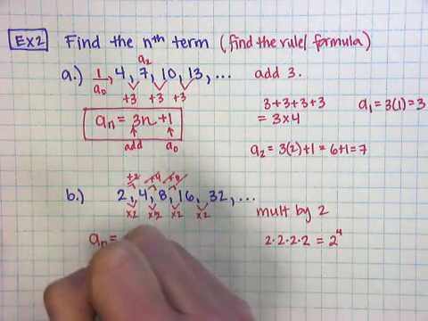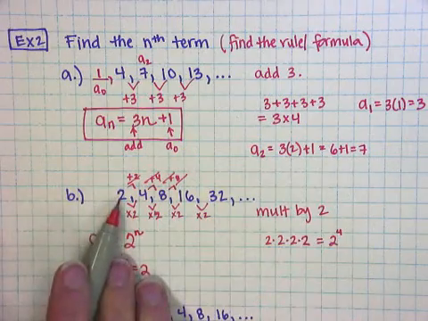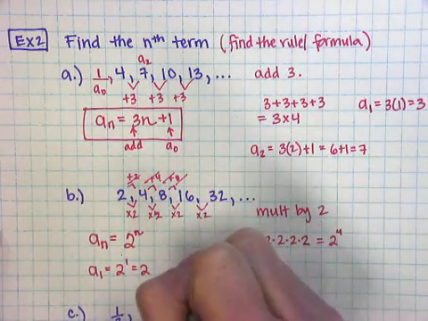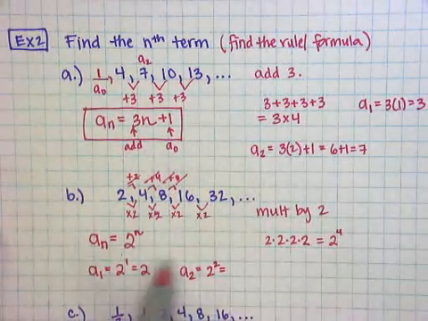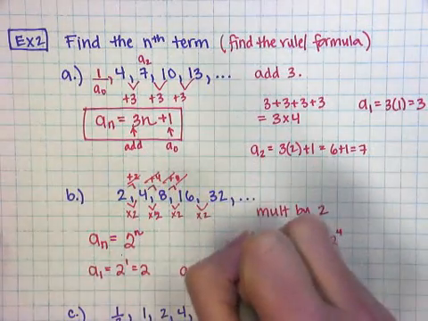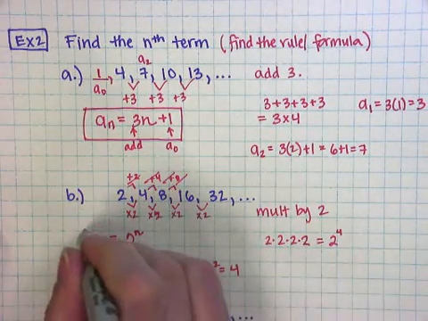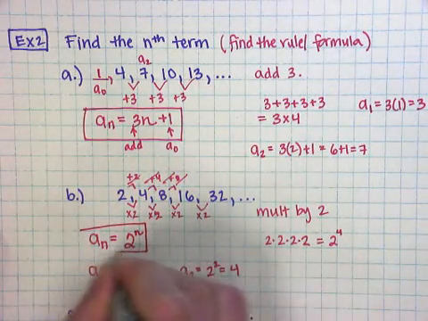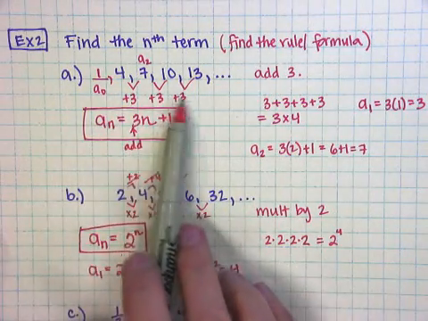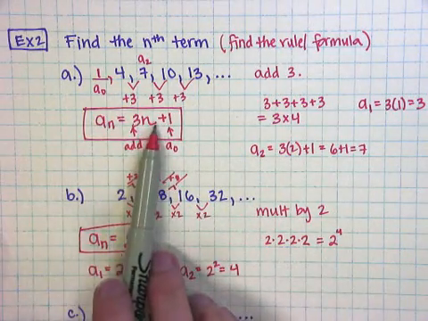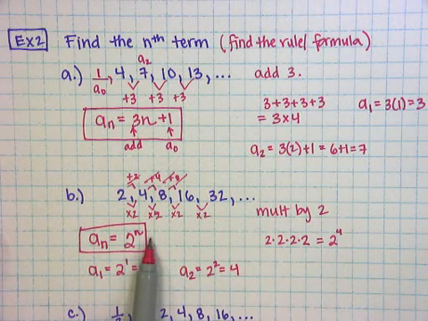And if I check it, I get a sub 1 equals 2 to the first, which is 2. That works. That's my first number in my list. If I checked another one, a sub 2 equals 2 squared, because I'm plugging the 2 in for the n. And I get 4, which sure enough is my second answer in my list. So a sub n equals 2 to the n. So for repeated addition, we use multiplication in our formula. For repeated multiplication, we're going to use an exponent in our formula.